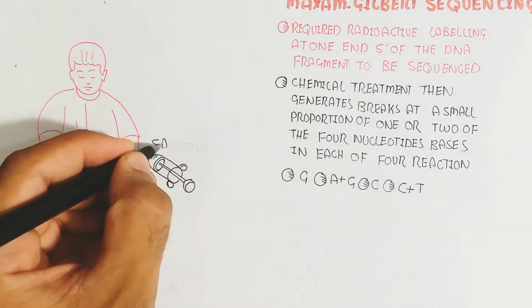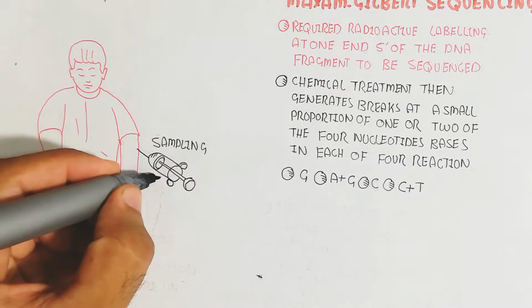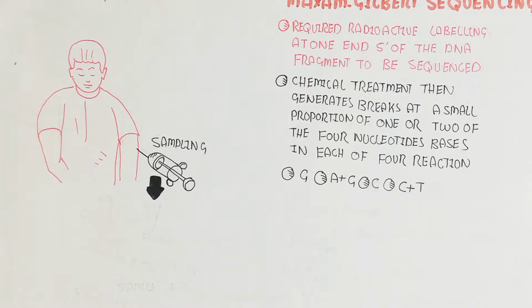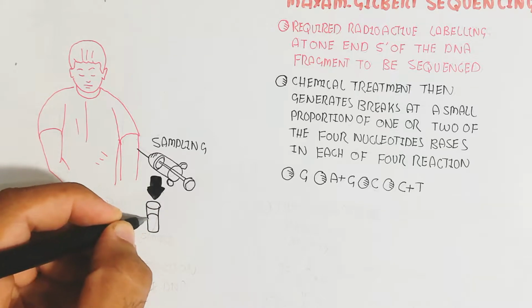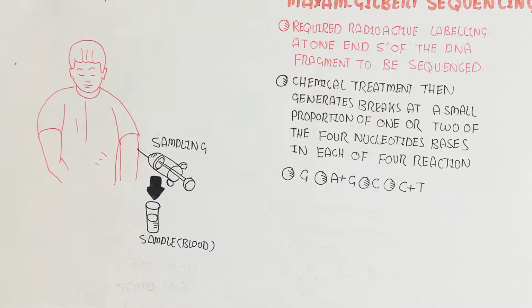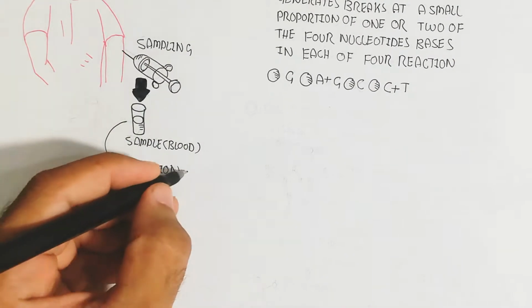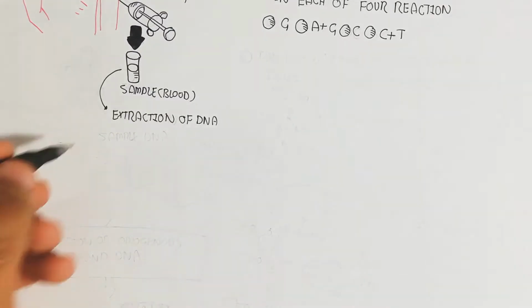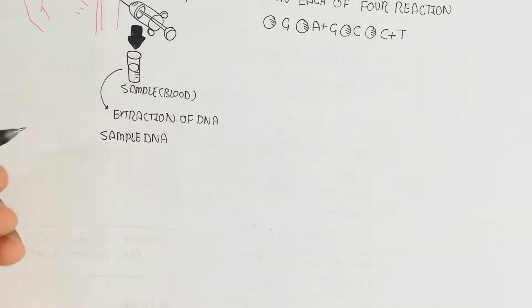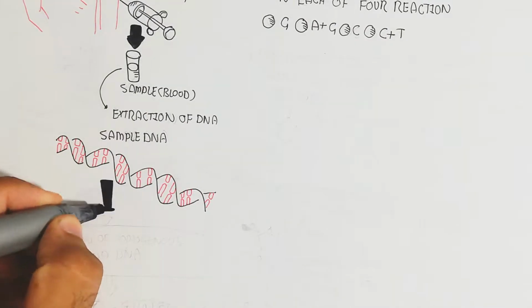Remember, DNA extraction is a long process that we will cover in the next video. For now, you can understand that the sampling will be taken from blood, for example. Extraction of DNA involves different steps such as cell lysis, centrifugation and washing. We will not go into those here, just that the sample DNA will be extracted.